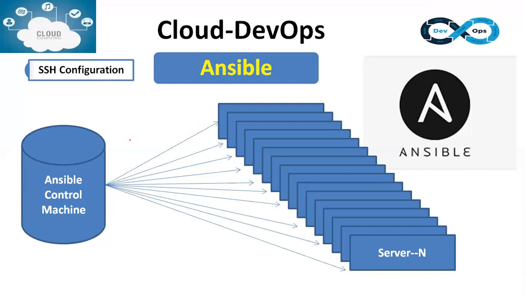But how does Ansible work? By using SSH connectivity. SSH means you can connect to two servers without a password. So at the time of connecting to a different server, you don't need to provide any password. Let's see how we can configure SSH between two servers.